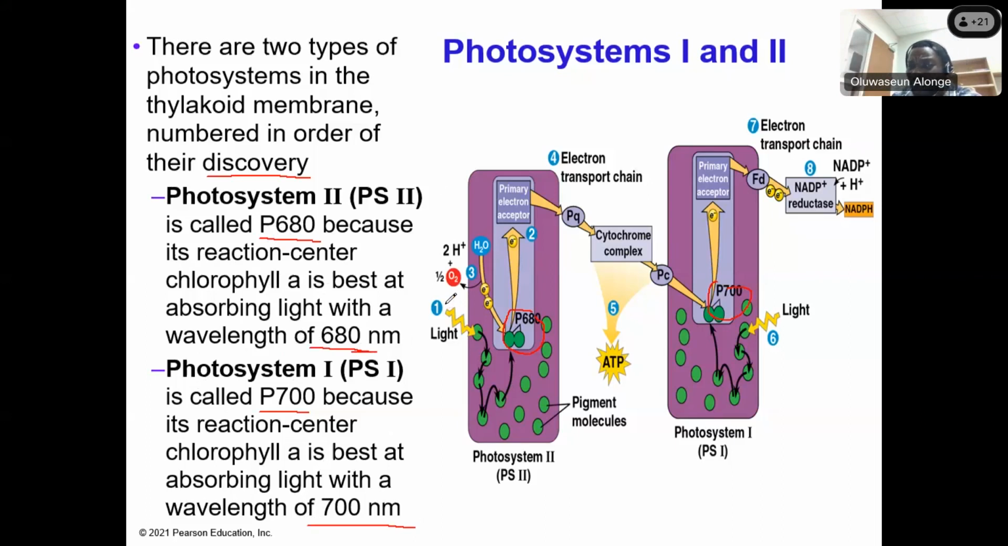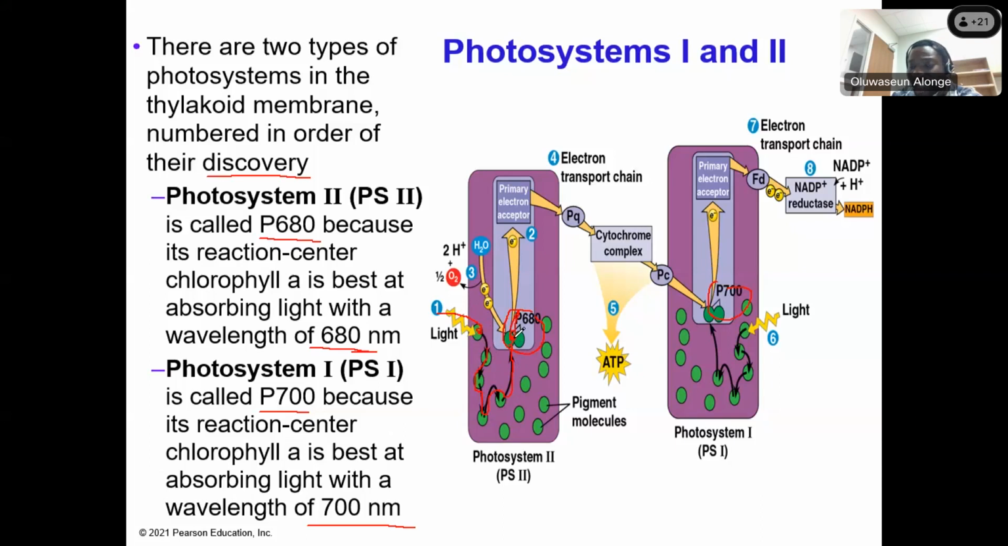Now, I will run through what I've said again to emphasize it, and then I will stop this video and record another. So now look at it. Light comes in through the antenna complexes or light harvesting complexes, and the photon keeps traveling until it gets to the reaction center. When the photon gets to the reaction center, what happens? The photon will get the reaction center to become excited. When the reaction center is excited, what happens?